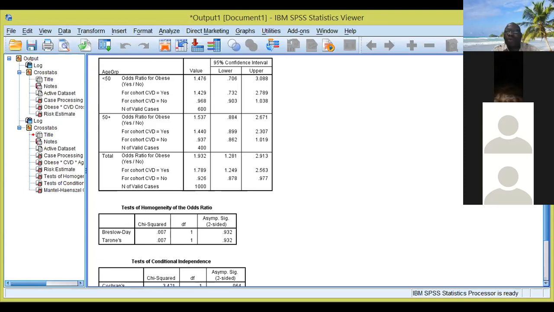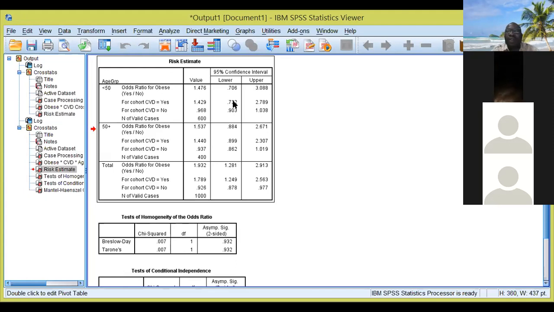What I mean is that 0.706 is less than 1, so it has crossed 1. And look at this one, the odd ratio for greater than 50. It's 1.54 we got, but it's also not significant. So after you have done the stratification, the odd ratio is not significant for each stratum, but when you put all of them together, the odd ratio was significant.